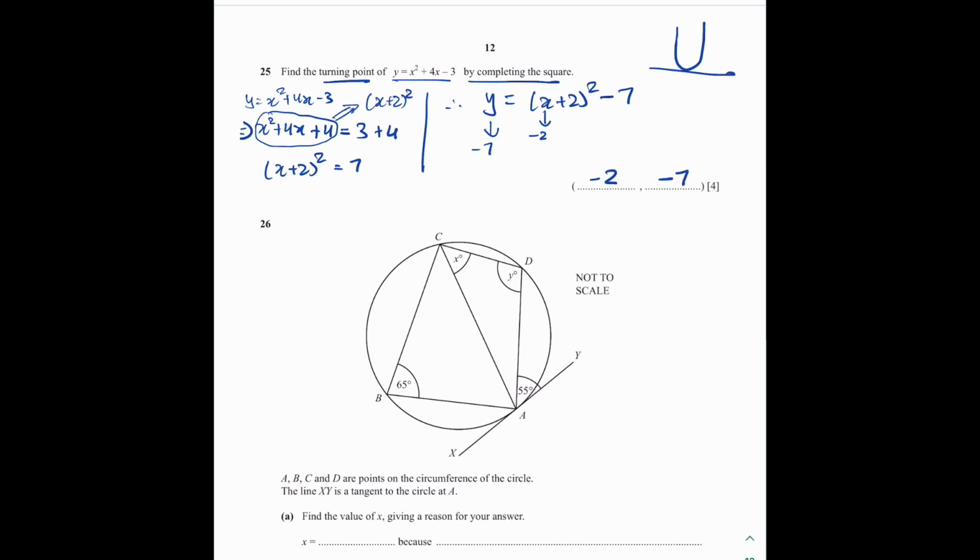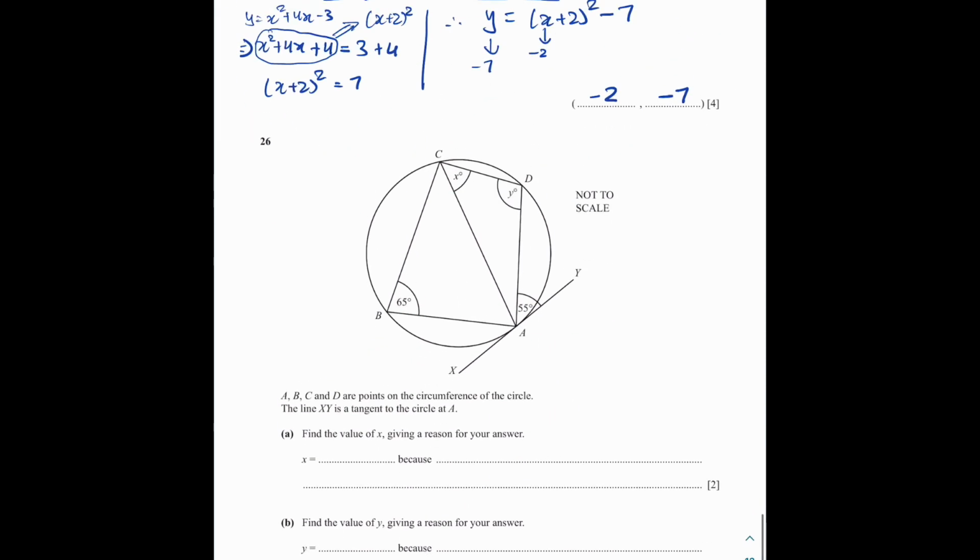Let me just check if that's correct. Question 25, -2, -7. Okay, yes, that's right. That's how you're supposed to solve that problem. It's not bad. It's a 4-point problem, but it's actually one of the easier 4-point problems, to be honest.